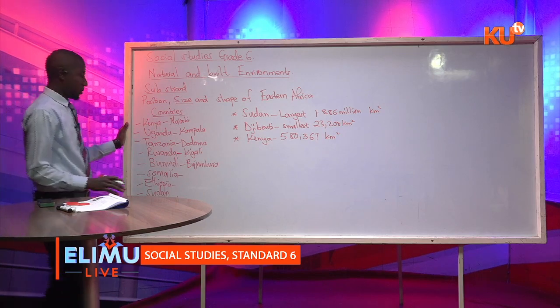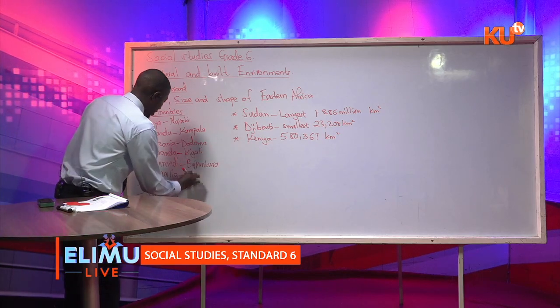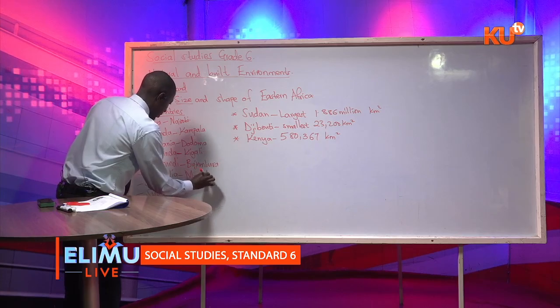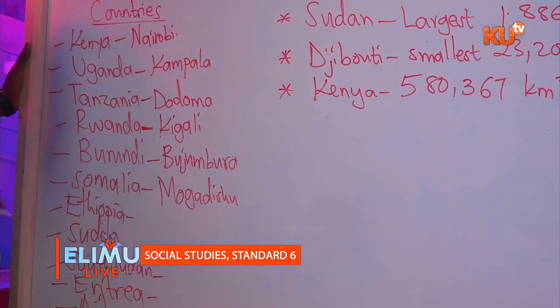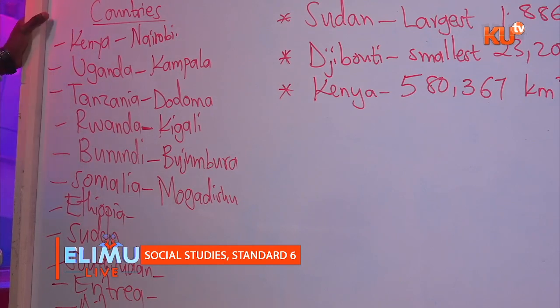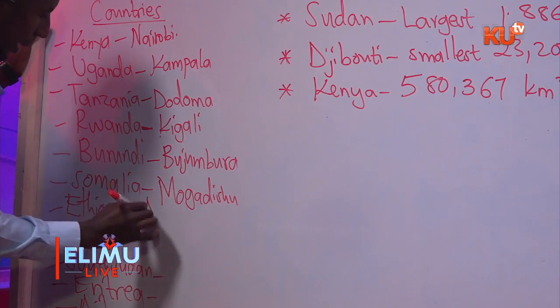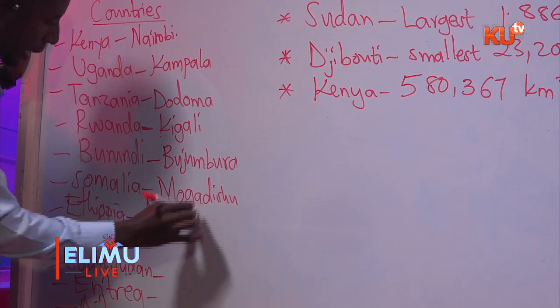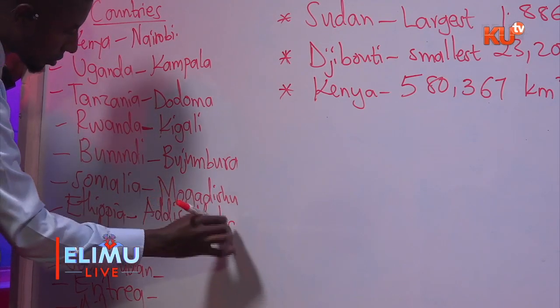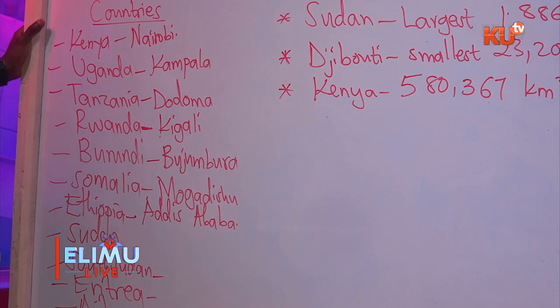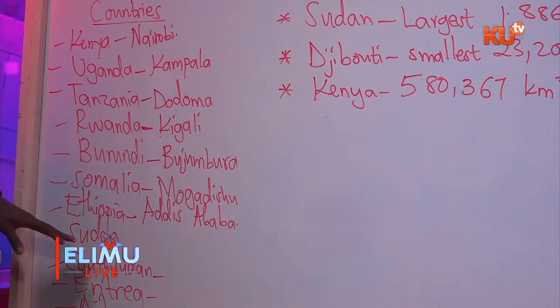Then the capital city of Somalia is Mogadishu. And I hope, my student, you are taking notes of this very important information that I'm giving you. The capital city of Ethiopia is Addis Ababa. Then the capital city of Sudan is Khartoum.